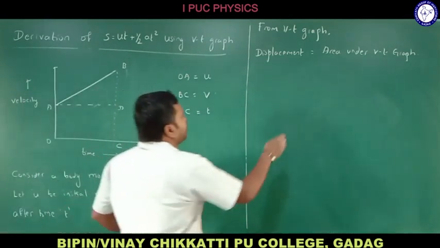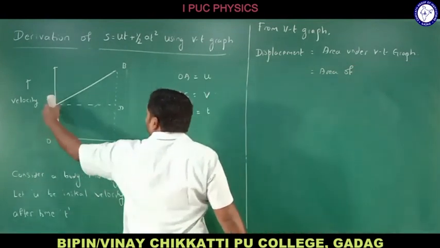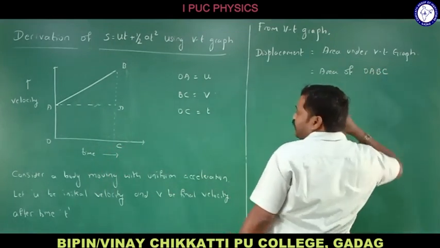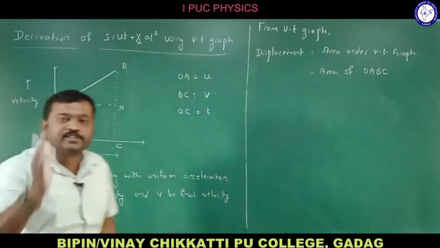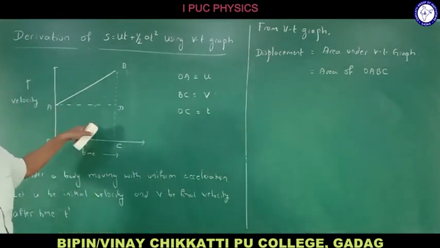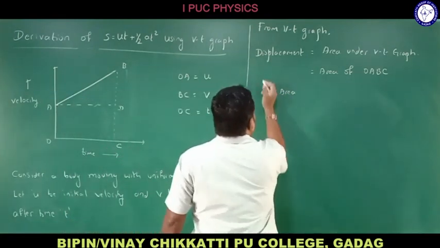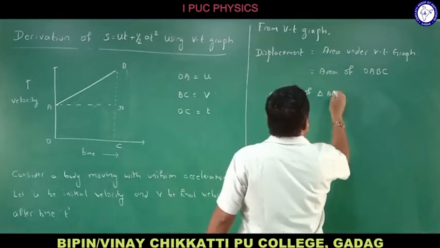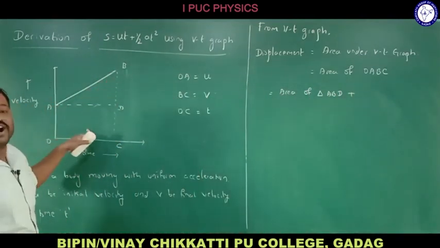So what is the area under VT graph? Let me first write that. That is the area of OABC. This is the area under VT graph which gives displacement. Now I will be dividing it into two. One is a triangle and another one is a rectangle. That is equal to area of triangle ABD, plus area of rectangle.